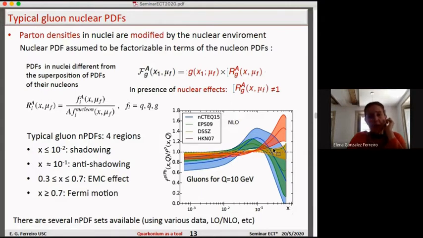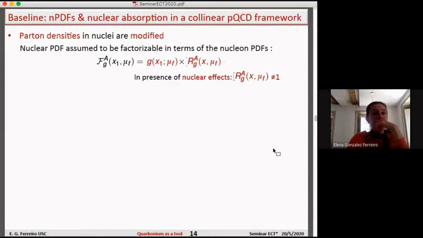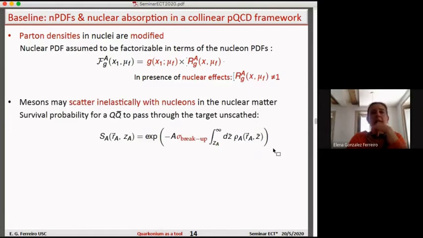We have done this. It has been done by many people. And how to do that? In fact, what you can do is just use a collinear perturbative QCD framework. You can take those nuclear PDFs, and you can also take other effects, for example, the suppression due to interaction with the nucleons. Let's take these two effects as a baseline, to see how I could calculate quarkonium.